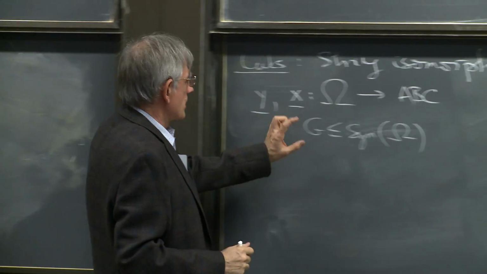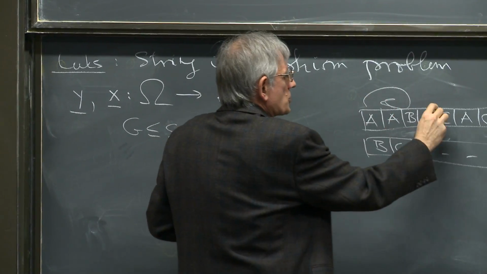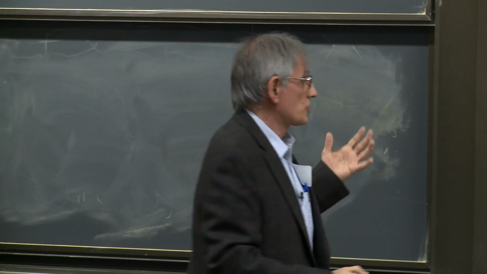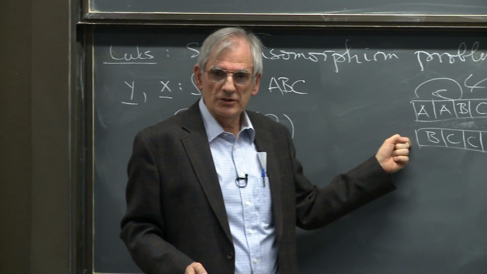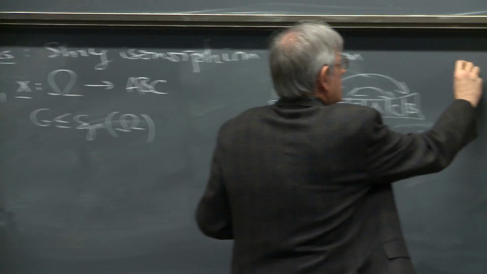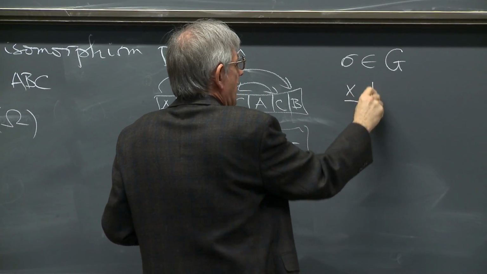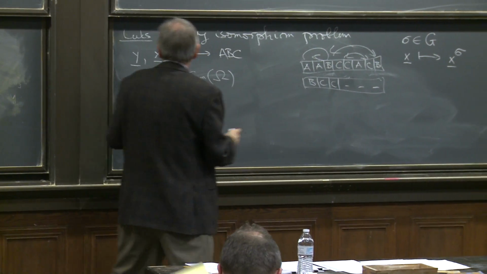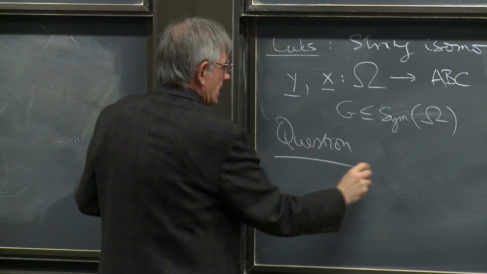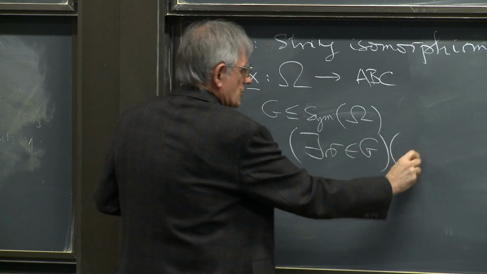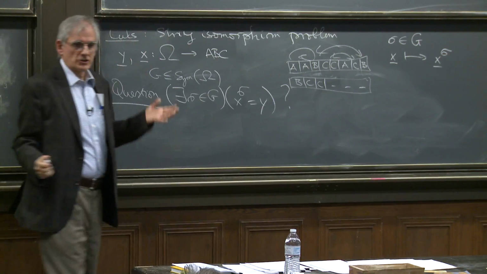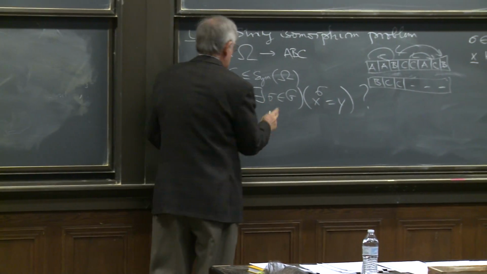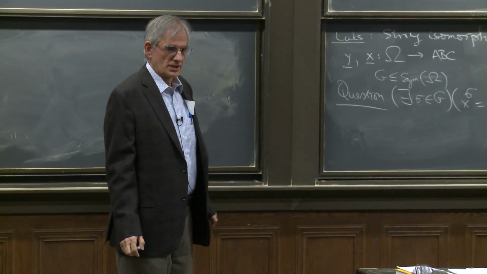And now my question is, if the group elements somehow switch around my positions, they've switched the positions in this set omega. By doing so, is it possible to transform one string to the other? So if I apply, say, sigma in G to the string x, then that turns into a string x to the sigma by simply permuting the positions. So here is the question: does there exist sigma in G such that x to the sigma is equal to y? This question is clearly in NP, because if there exists such a sigma, then we just check that it does the job. But the question is, does there exist such a sigma? That's what we want to decide.